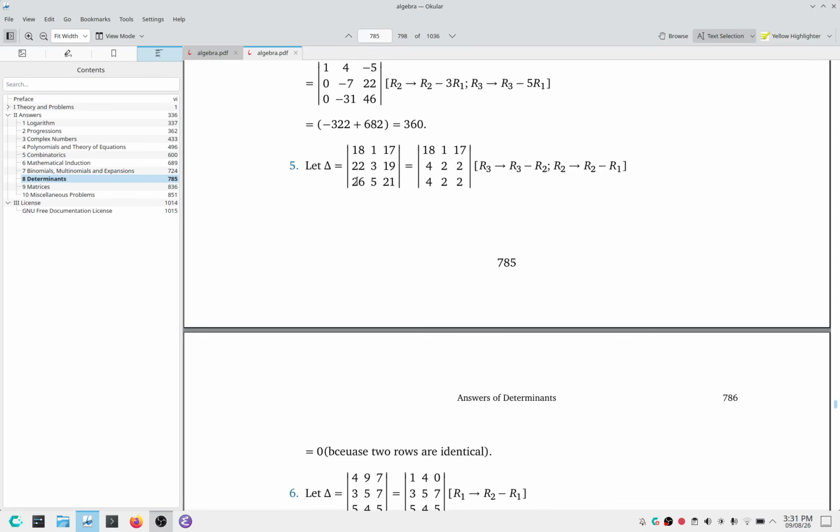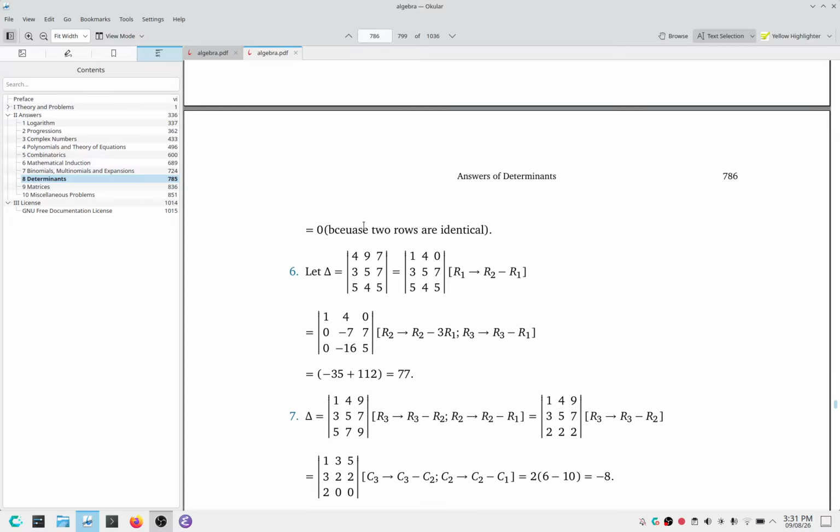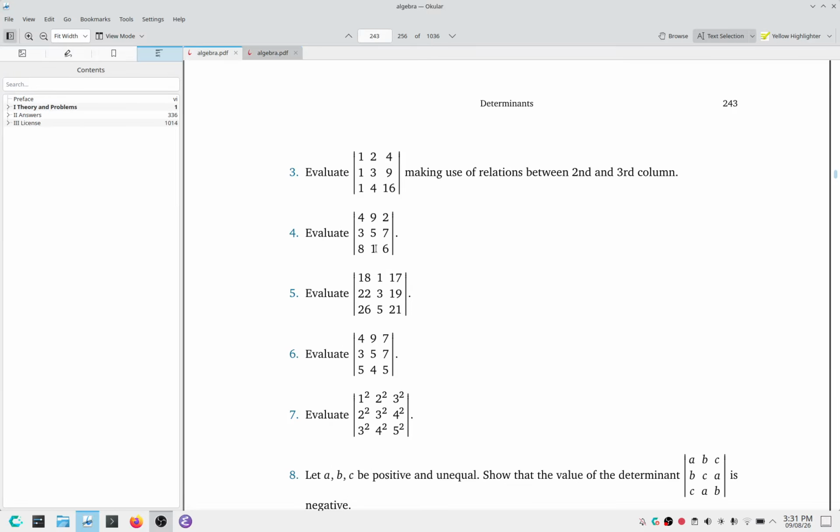So 26 minus 22 is 4, 5 minus 3 is 2, and 21 minus 19 is 2. 22 minus 4 is 18, 3 minus 1 is 2, and 19 minus 17 is 2. So we have two identical rows and therefore the determinant value will be 0.